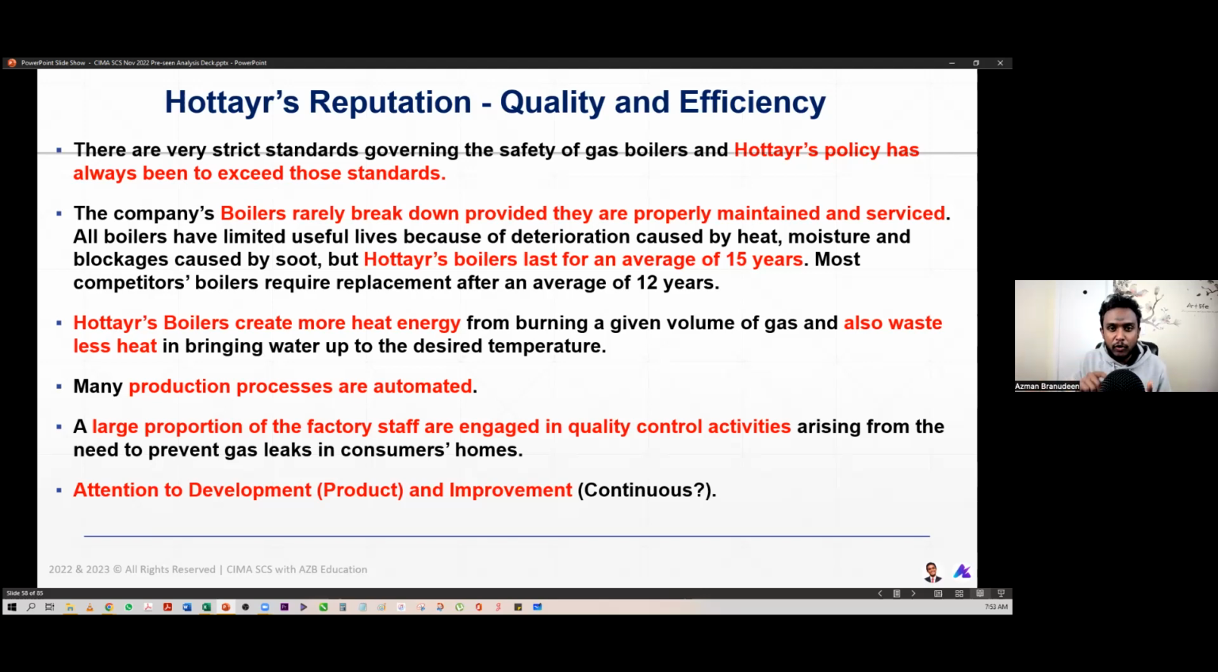Our boilers create more energy, so they are lasting longer while also creating more energy and wasting less heat. So very efficient. And most of our production processes are automated, and a large proportion of the factory workers in the two factories, the boiler factory and the heat pump factory, are working on quality management, quality control, and quality assurance.